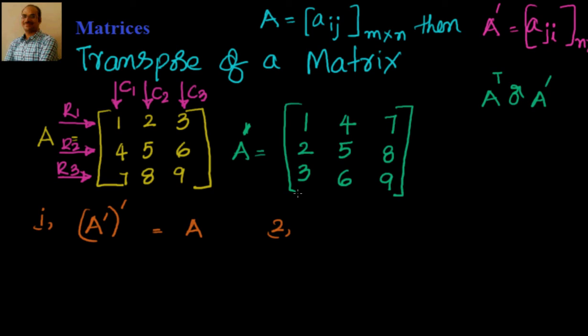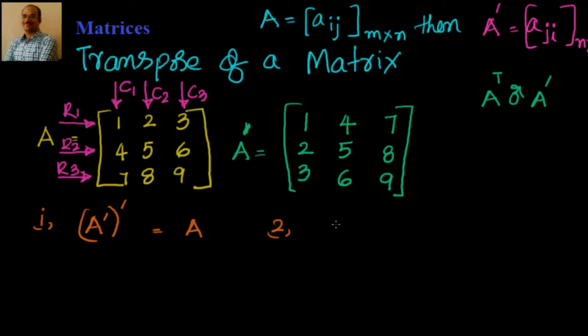Now suppose I transpose this matrix, what happens? The column should become row. That means 1, 2, 3 will be my first row. 4, 5, 6 will be my second row. 7, 8, 9, which is the third column here, should become the third row. And that's nothing but equal to A. So you can say A transpose transpose is nothing but equal to A.